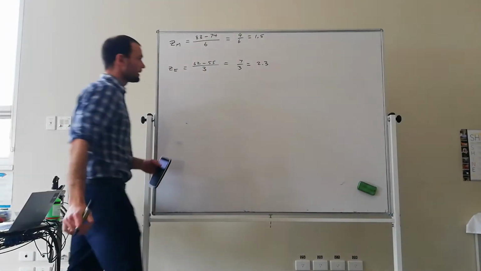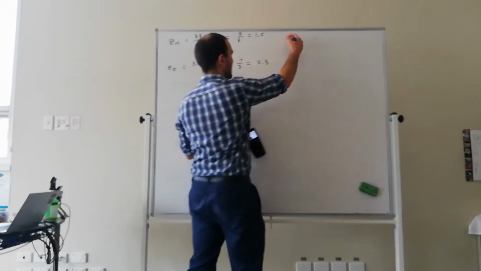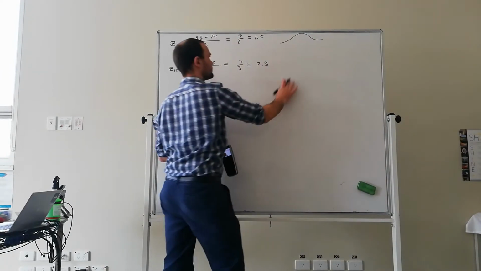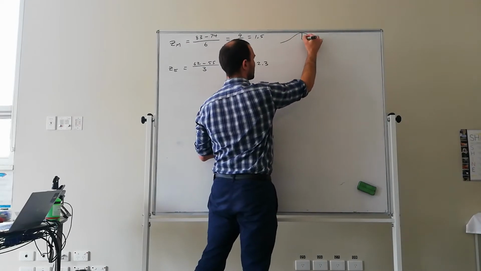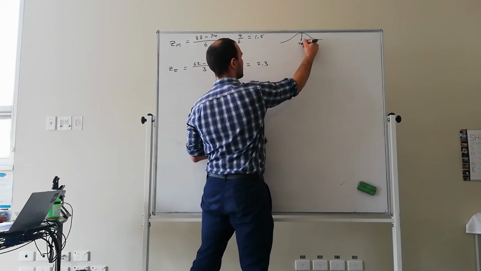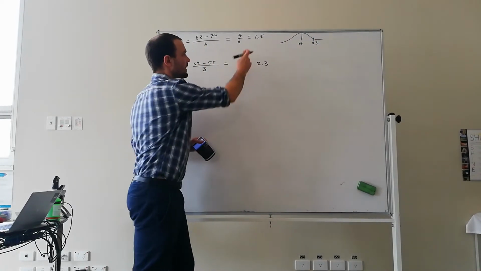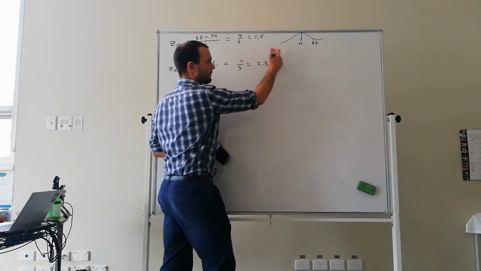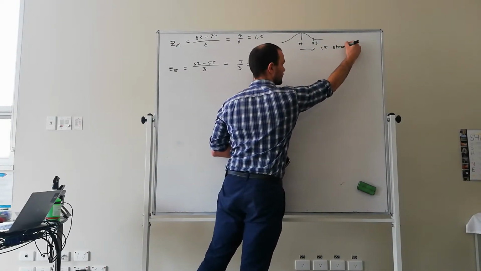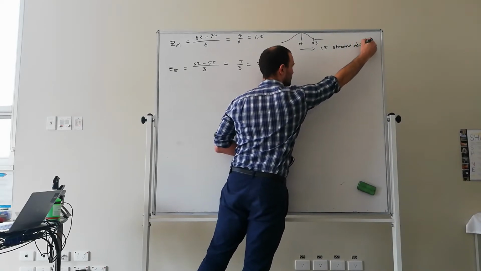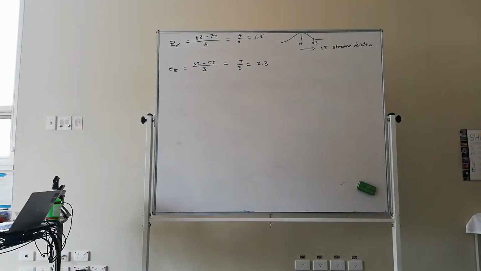So what this means, if we think of the distribution for maths, here's the distribution for maths. It has a mean of 74, and his result was 83, which has a z-score of 1.5. That means his result is 1.5 standard deviations above the mean. So he's 1.5 standard deviations above the mean.